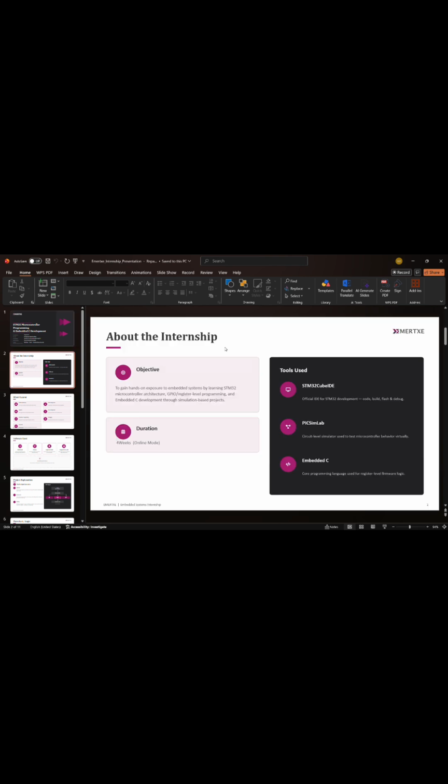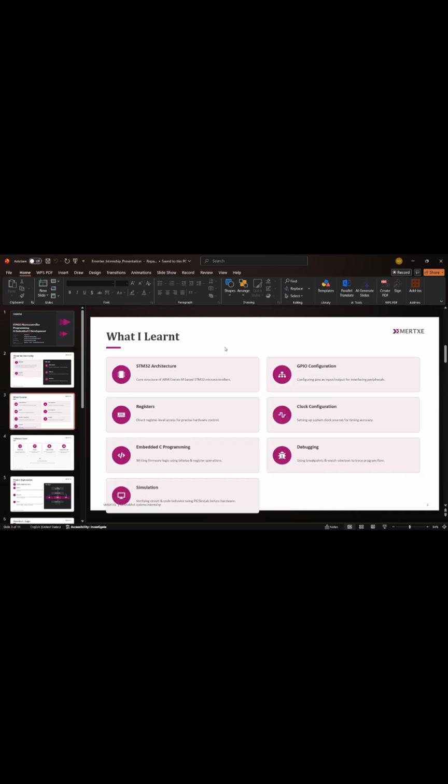So it was a wonderful opportunity to gain knowledge in embedded C and embedded related topics during this 4 weeks internship, and I'm grateful to have such mentors who advised and insisted that I do some work. So what I learned: STM32 and registers and embedded C programs and so on.